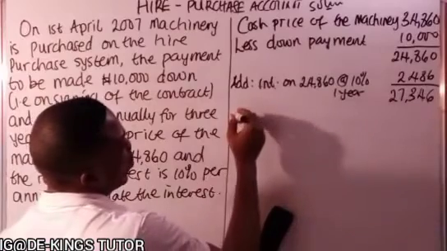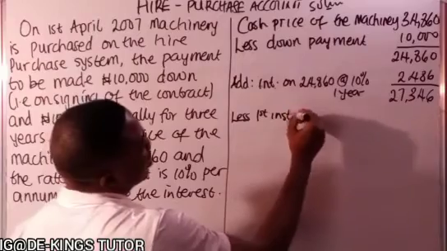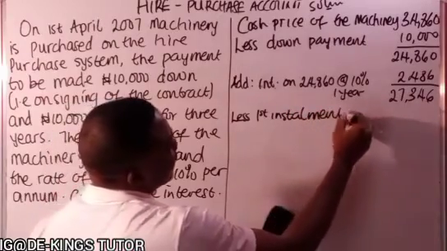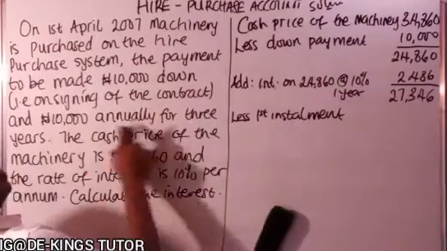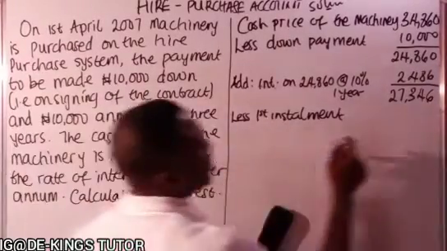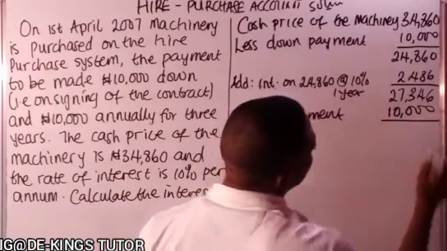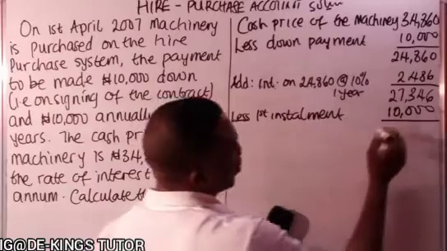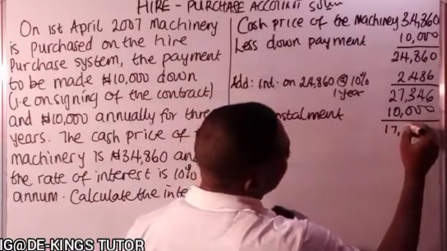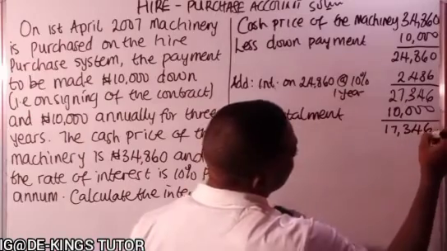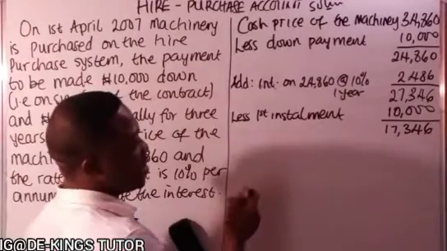Less the first instalment. Remember they said 10,000 and 10,000 annually for 3 years. So the first instalment is 10,000, so less 10,000. Deducting this, we'll have 17,346.